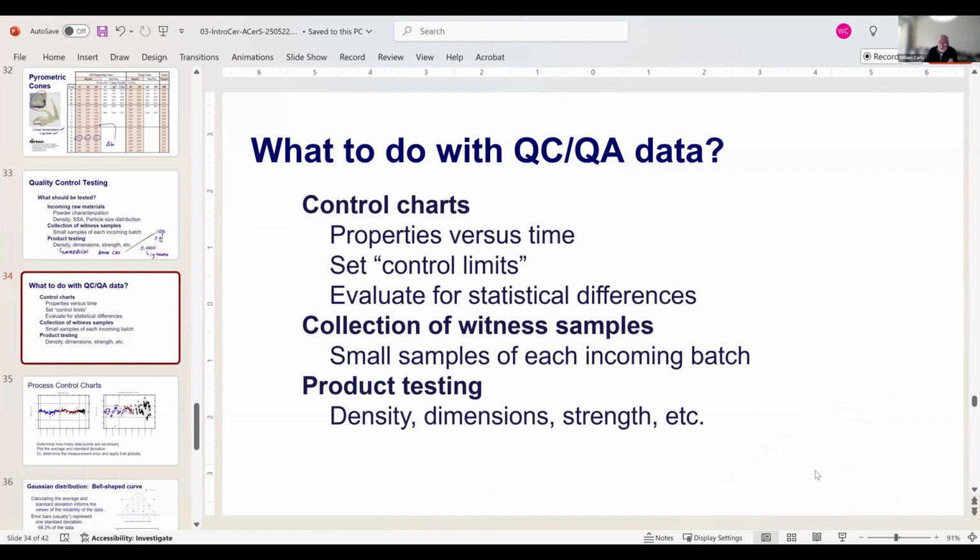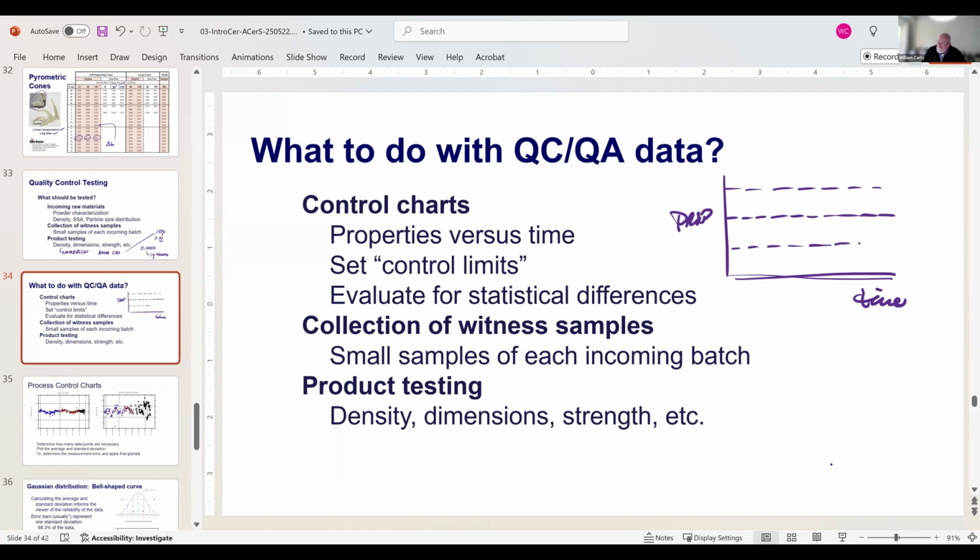Well, we like control charts, and control charts are a way to rapidly evaluate whether your material is changing coming in. You can set control limits, you can evaluate for statistical differences, but the best possible case on a control chart, outside of always behaving the way you want it to, right? This is time on the x-axis here. This is whatever your property is. You will have a mean value that you're shooting for, then you have an upper control limit and a lower control limit. So this is your upper control limit, your lower control limit, and your mean.